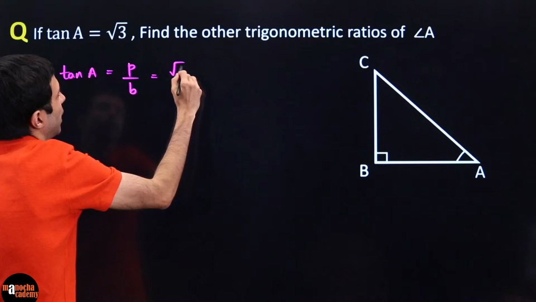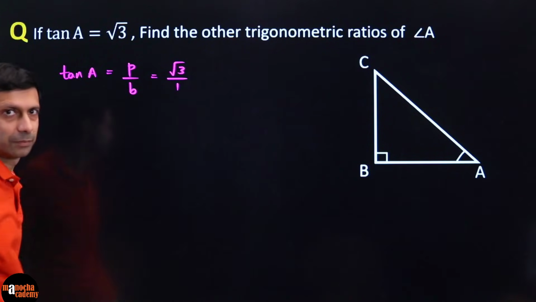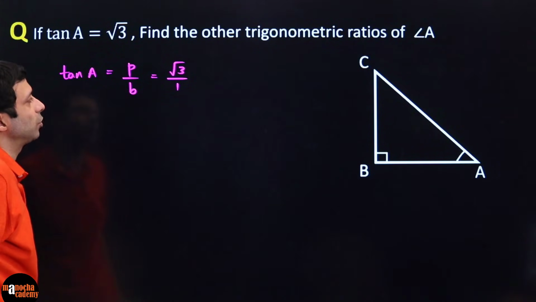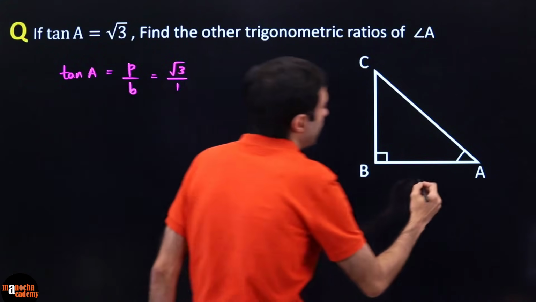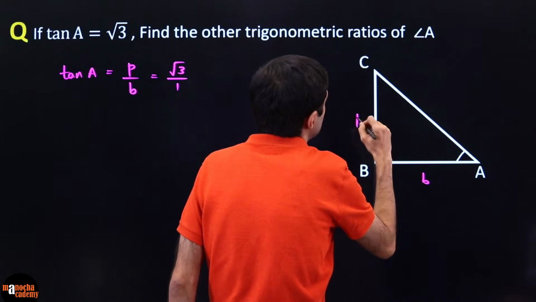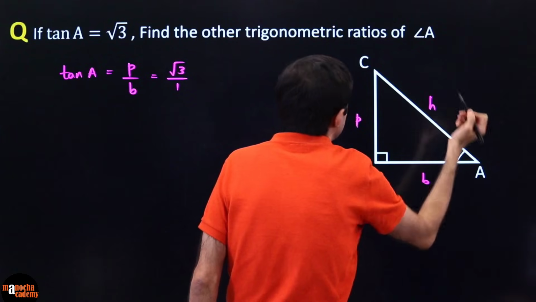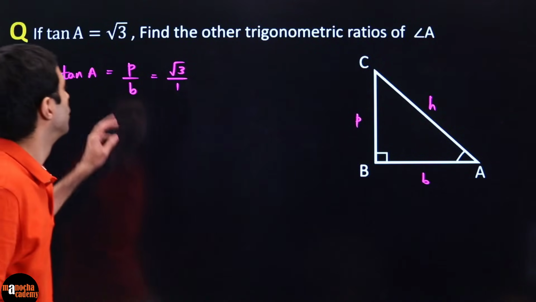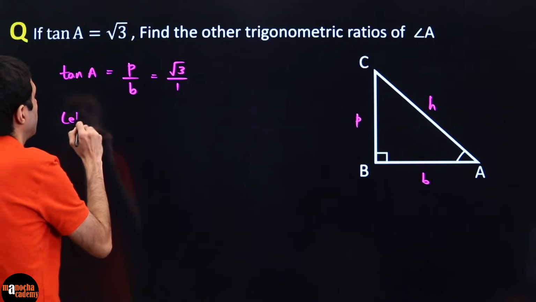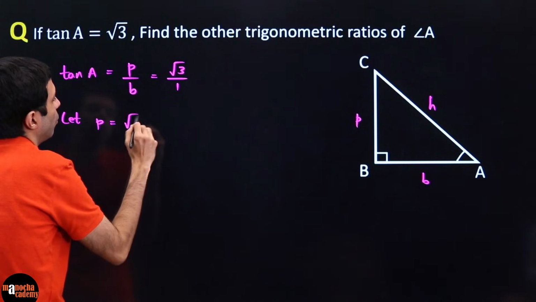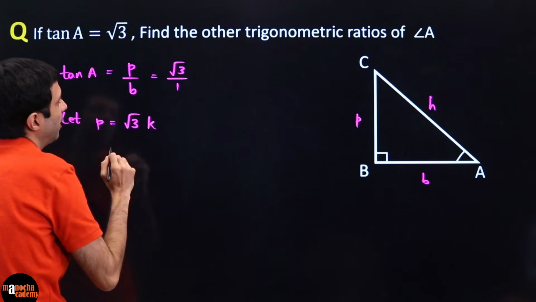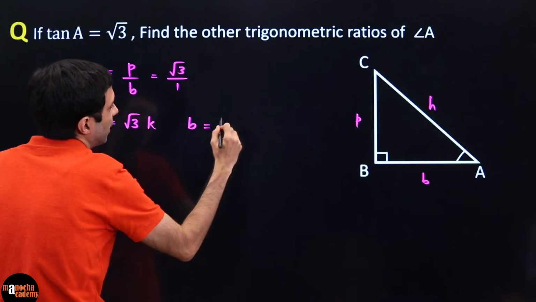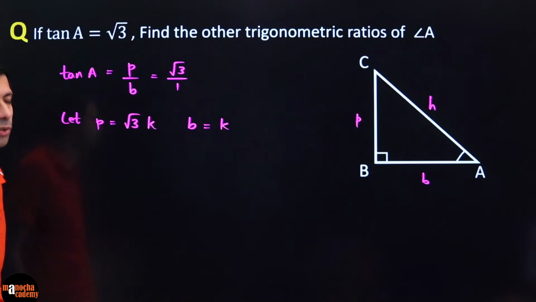So if this is √3, I can take it as √3 by 1, right? So based on that, remember this is my base, which contains both the angles. This is perpendicular, opposite to 90 is hypotenuse. We have marked that. So therefore, what I can say? We can say let perpendicular be √3k. Base is basically k. Remember, don't take it as √3 and 1.